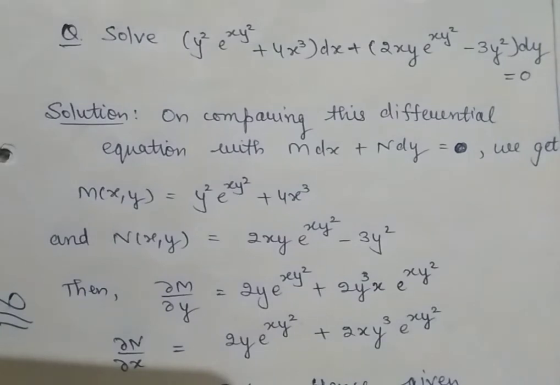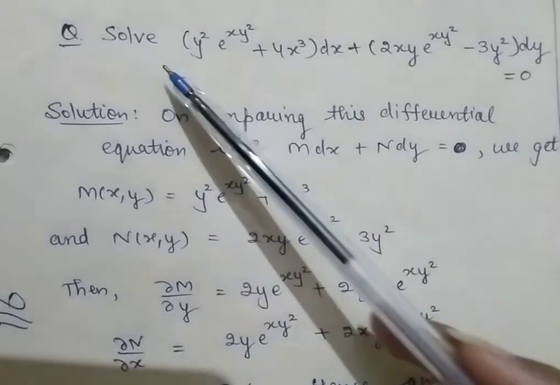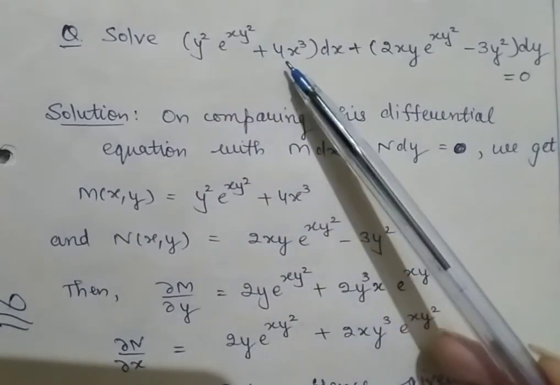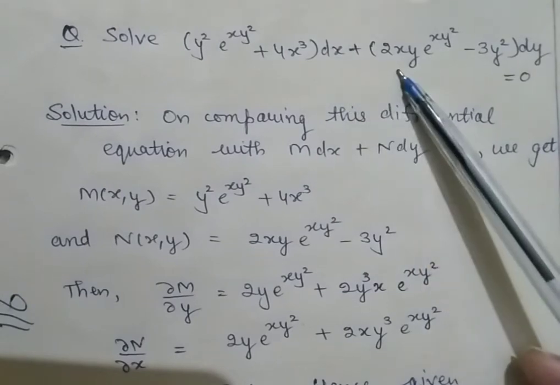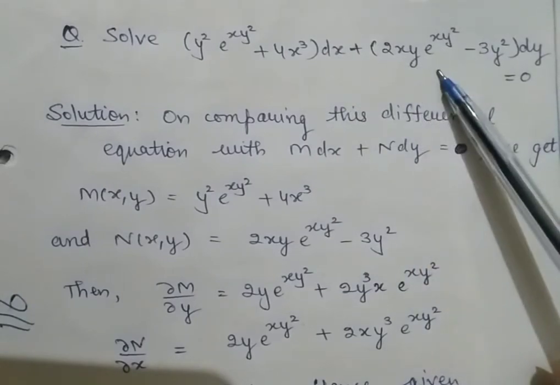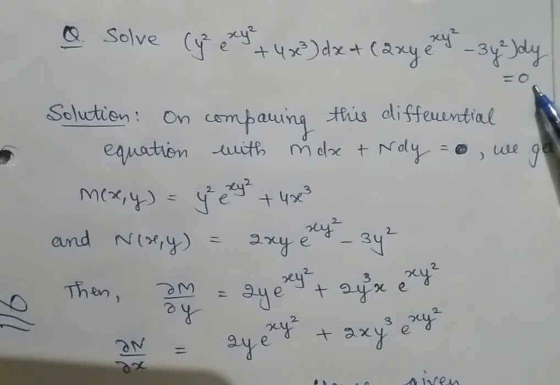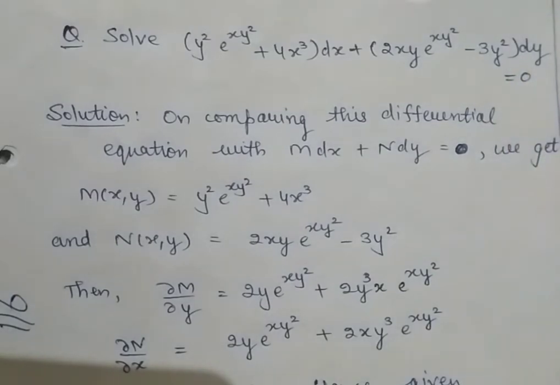Now we see the last question of this video. Question: solve (y square e raised to the power xy square plus 4x cube) dx plus (2xy e raised to the power xy square minus 3y square) dy equal to 0. We want to solve this differential equation with the exact differential equation method.